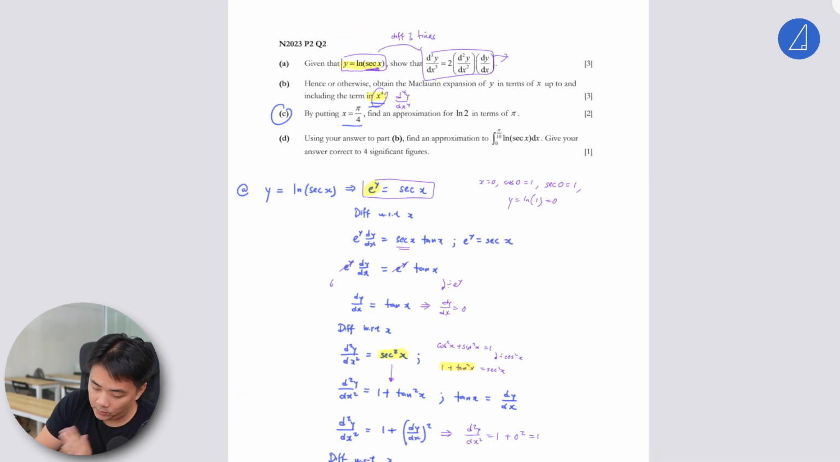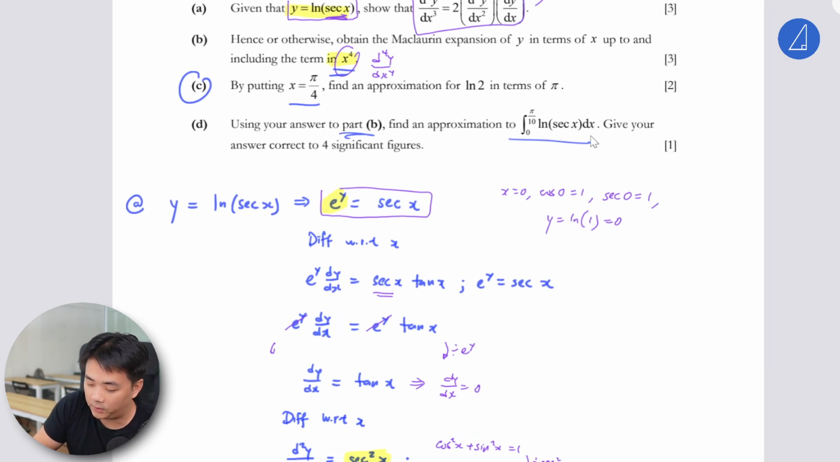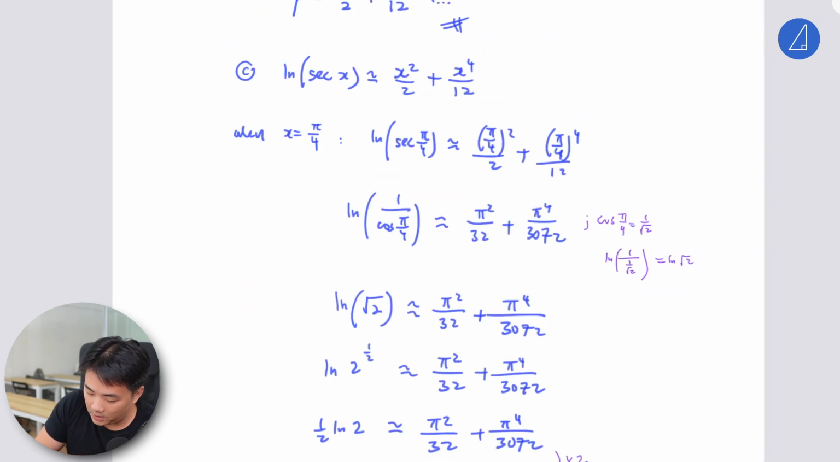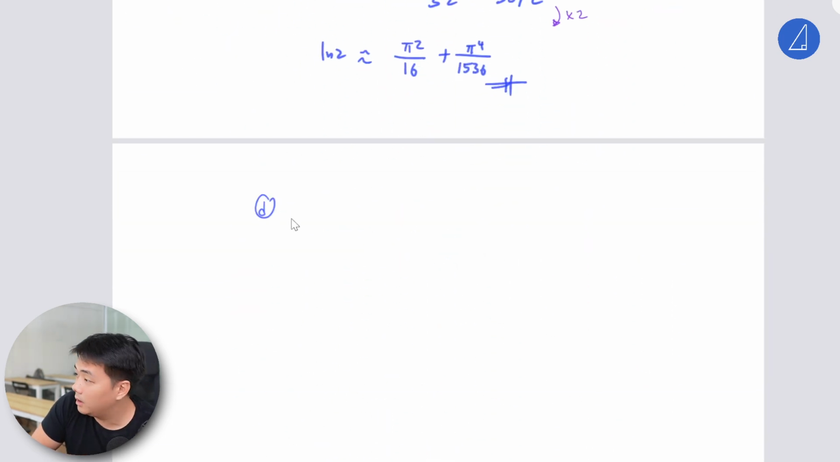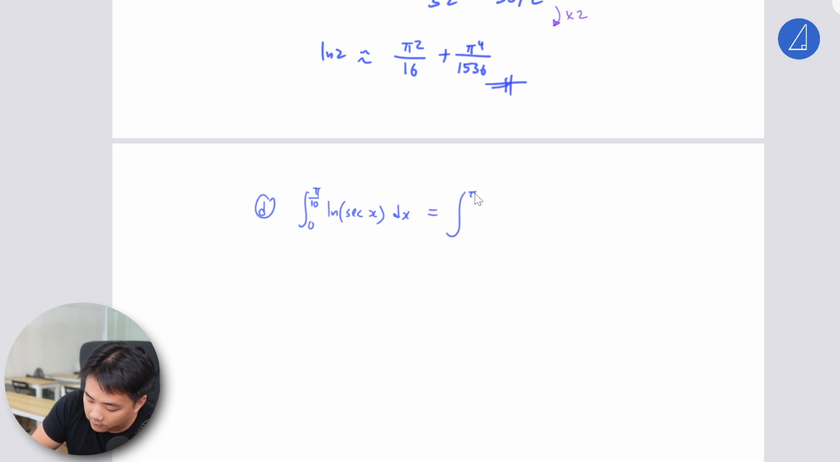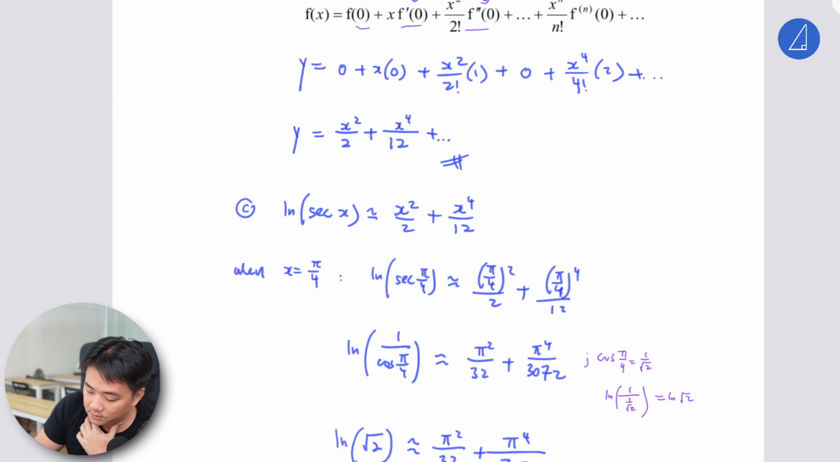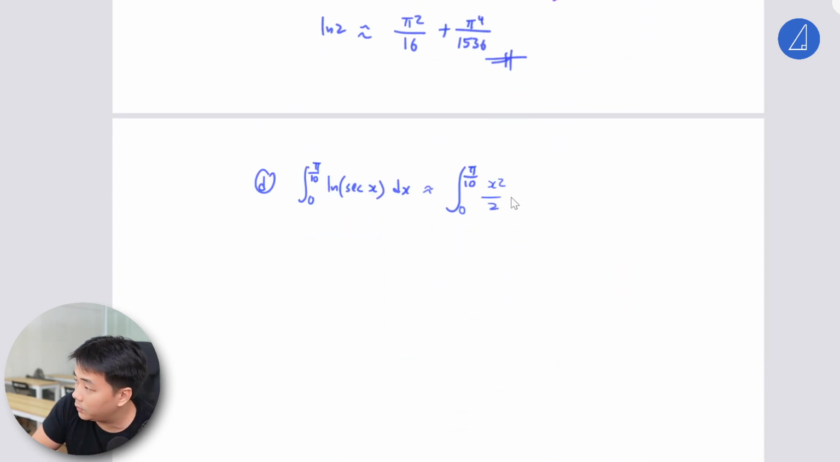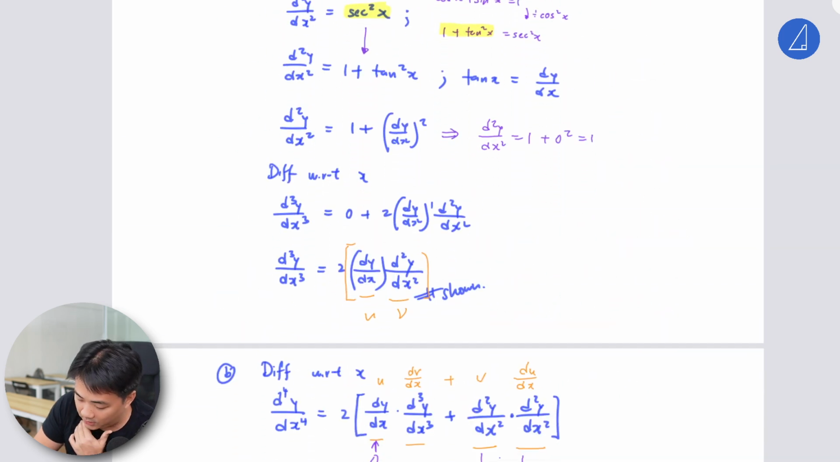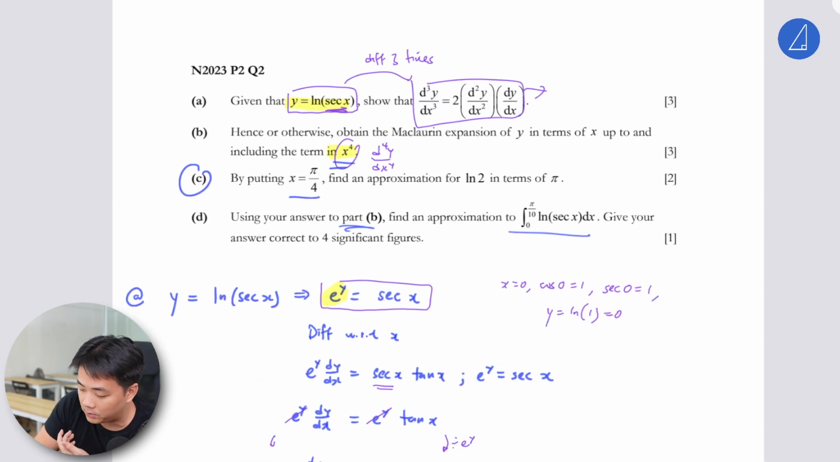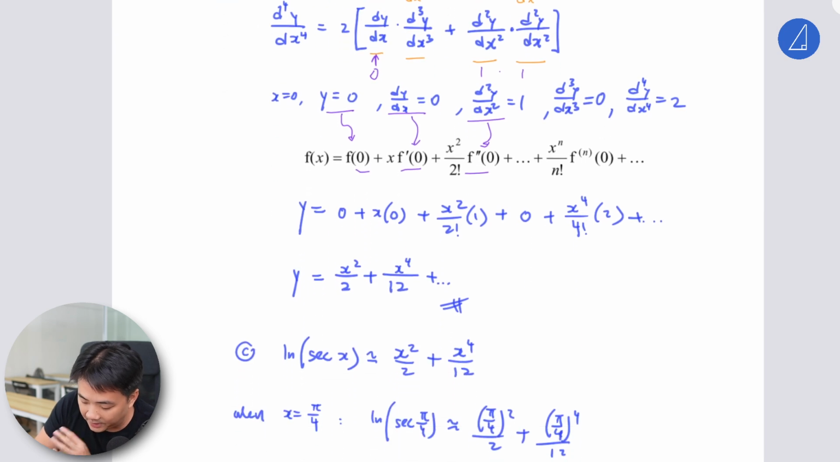So let's look at the last part, which is using your answer in part B, find the approximate for this. So I think it's pretty okay. Just use what we already found, right? So part D is 0 to pi over 10. It's only 1 mark. Be mindful, it's only 1 mark, so we can just use GC. So this is roughly approximate, ln secant x will be this guy here: x squared over 2 plus x to the power 4 over 12 dx. What I would suggest is just key in calculator, because it's only 1 mark. You could just integrate and substitute and everything, but you save time by keying calculators.